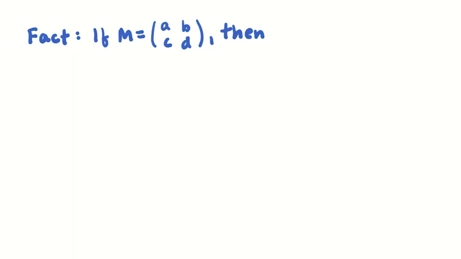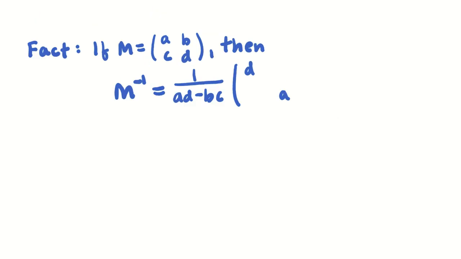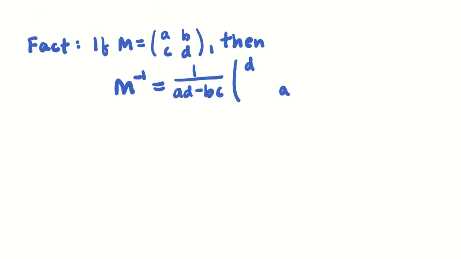So if we want to take the inverse of a 2 by 2 matrix, there's something that we can just remember that's really quick. If M is the matrix ABCD, then M inverse is going to be equal to 1 over AD minus BC times the matrix where we switch A and D and we make B and C negative. So that's negative C and negative B.